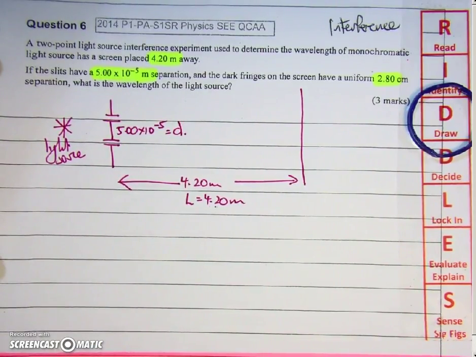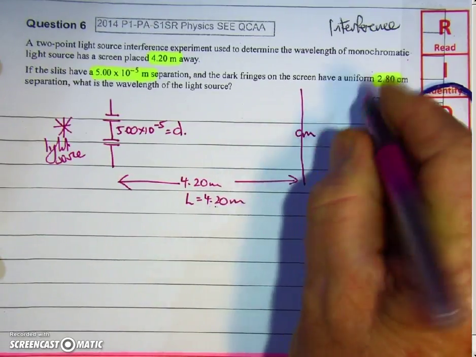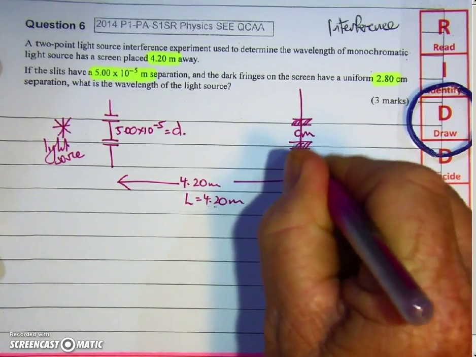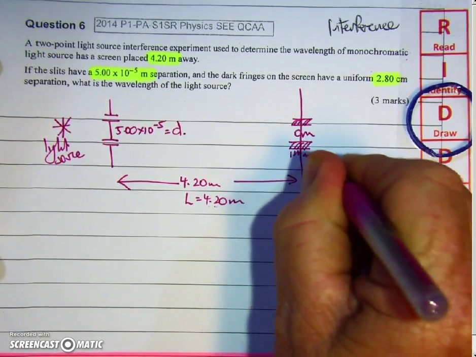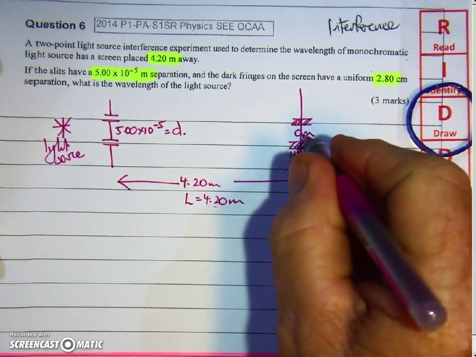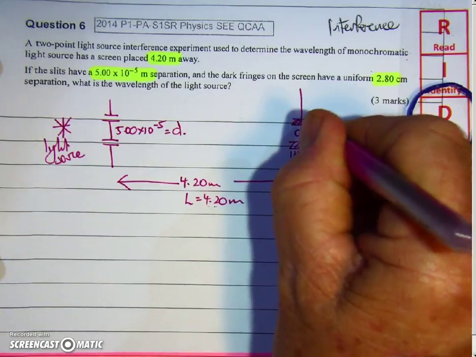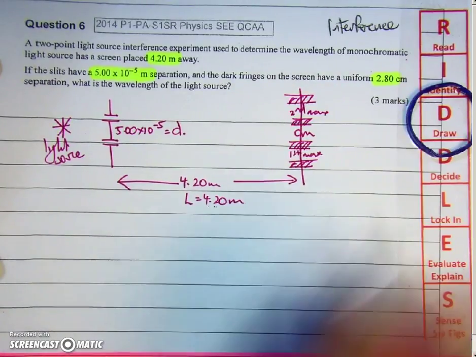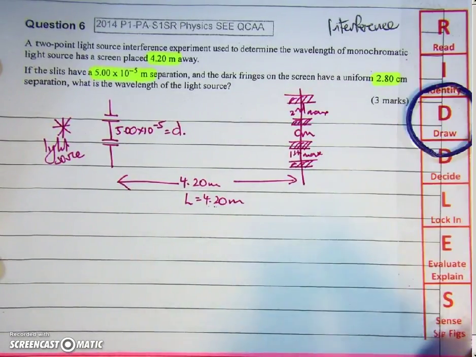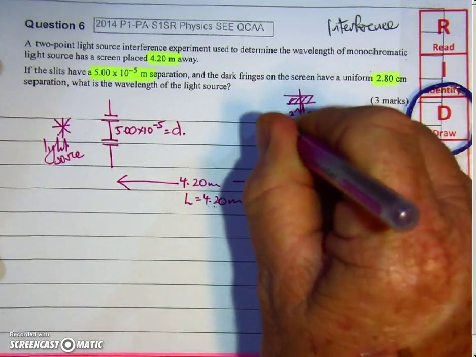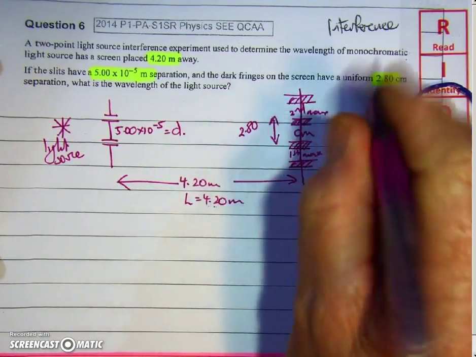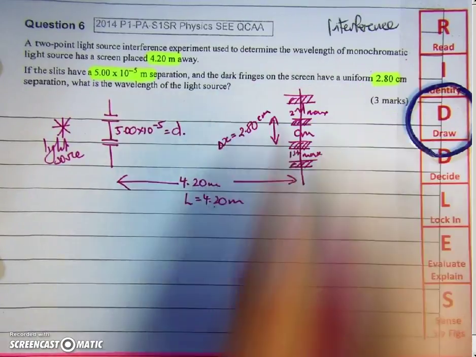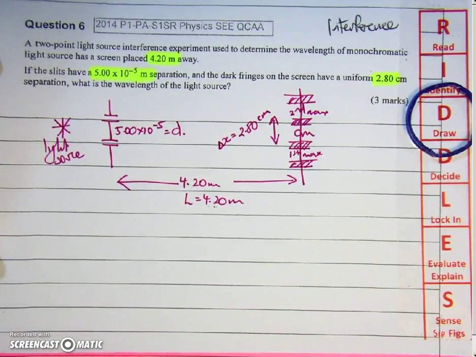And we have dark fringes on our screen. So we start off with a central maximum, and then we have a dark fringe, which is our first minima. Then we have our first maxima, then we have our second minima. On the other side of our central maxima, we have our first minima, and then we have our second maxima, and then our second minima, like so. So there's our series of dark bands. The dark bands are 2.80 centimeters apart. That is our delta X value. That's in centimeters. Okay, so we've actually drawn our diagram.